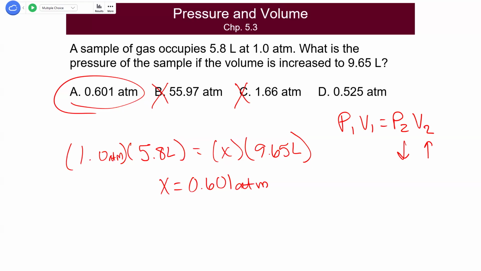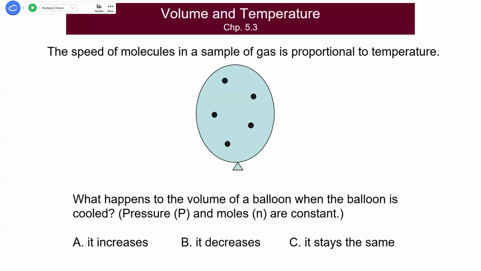That's for pressure and volume, but we can also talk about volume and temperature. The speed of the molecules in a sample of gas is proportional to temperature. So what happens to the volume of a balloon when the balloon is cooled? The temperature is getting lower. What do we expect to happen? We'll do this clicker question. This time pressure is held constant, so we need to maintain that pressure, and the moles are held constant. So what's going to happen as the temperature goes down?